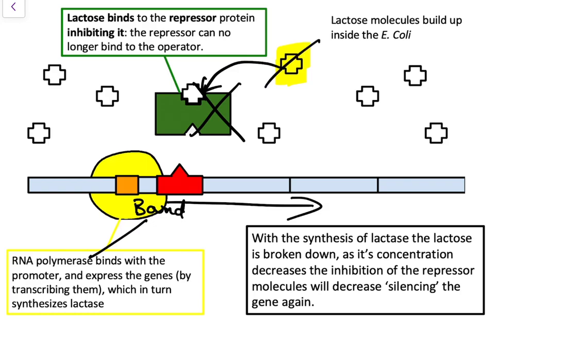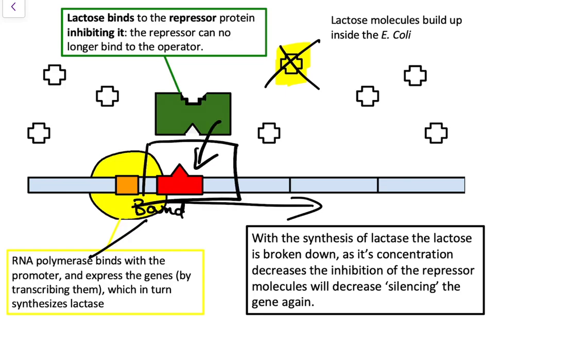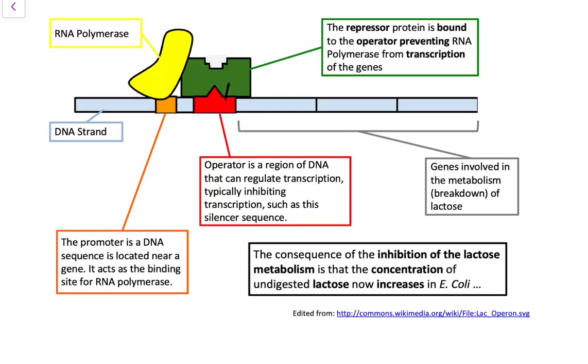But if we don't have lactose, then it doesn't bind to the repressor. There'd be no lactose there, and therefore it doesn't stop the repressor. So the repressor would go and bind, and it would then be inhibiting the transcription. And so that's what we had a look at in the first picture.